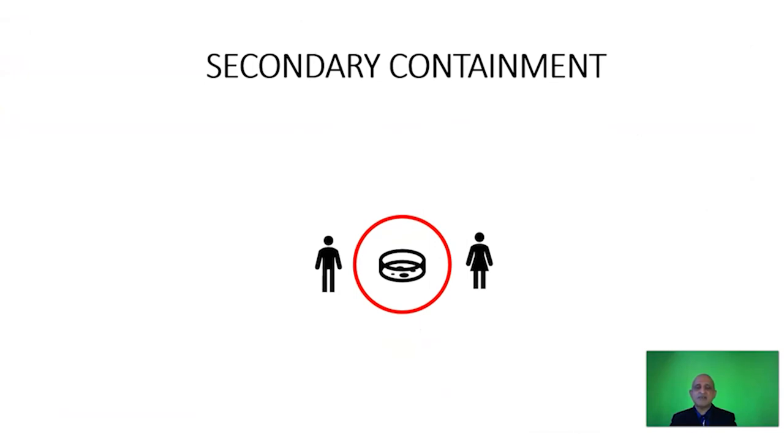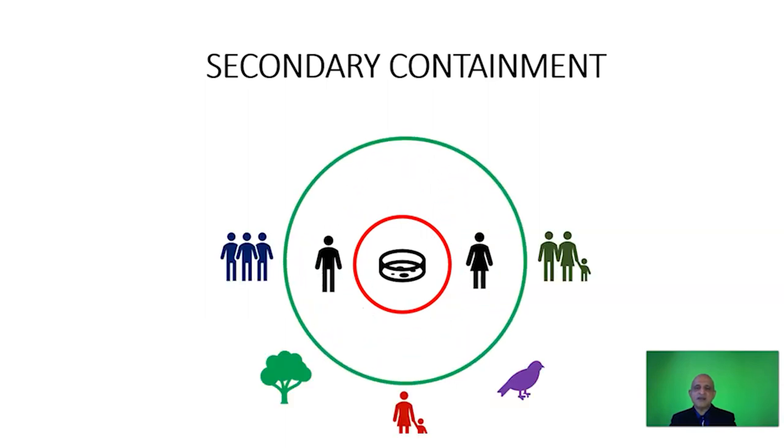So in our first example, we had our personnel working in the laboratory and they are protected from the biological agent. However, we also have our community which lives around the facility, and the green circle represents the secondary containment, which may be in the form of a laboratory facility that has been secured, as well as a facility which may have adequate controls in terms of the waste disposal as well as in the sewage disposal.